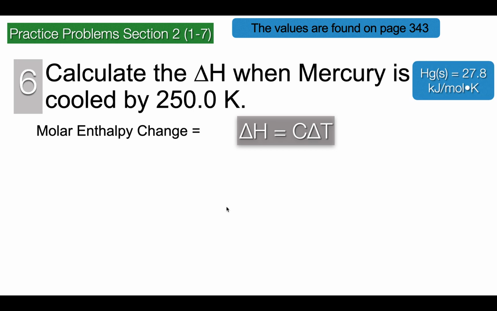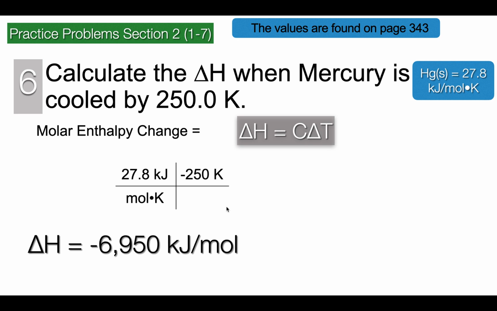Number 6, kind of the same thing, where they give you mercury and it says cooled by 250. So if it's cooled by, that means it's going to have a negative delta T of 250 Kelvin. And your CP, 27.8, and then times negative 250, delta H is equal to negative 6,950 kilojoules per mole.